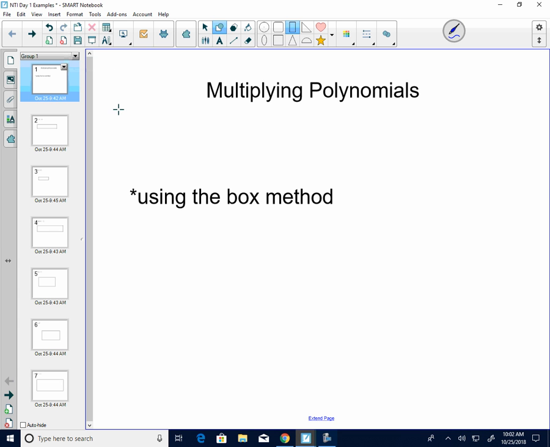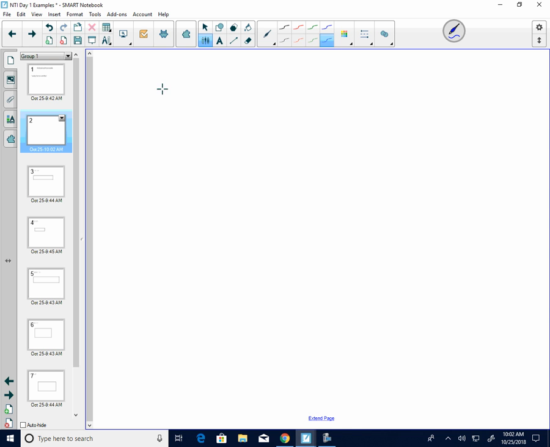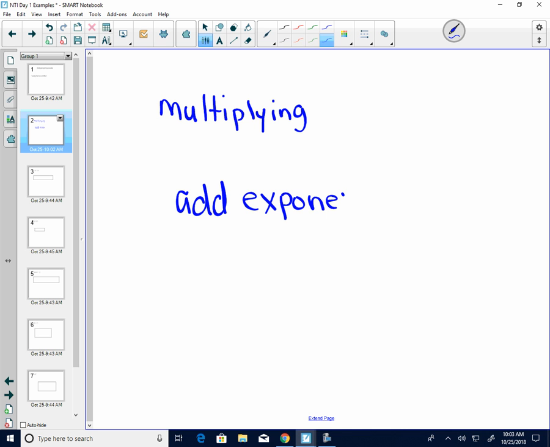Alright, today we're going to be multiplying polynomials, and we're going to be using something called the box method to help us organize our polynomials and ensure we are multiplying correctly. One of the first things that we need to remember, though, when we are multiplying polynomials, is that they do not have to be like terms to multiply them, but we need to add exponents when we're multiplying. So let's look at our first example.